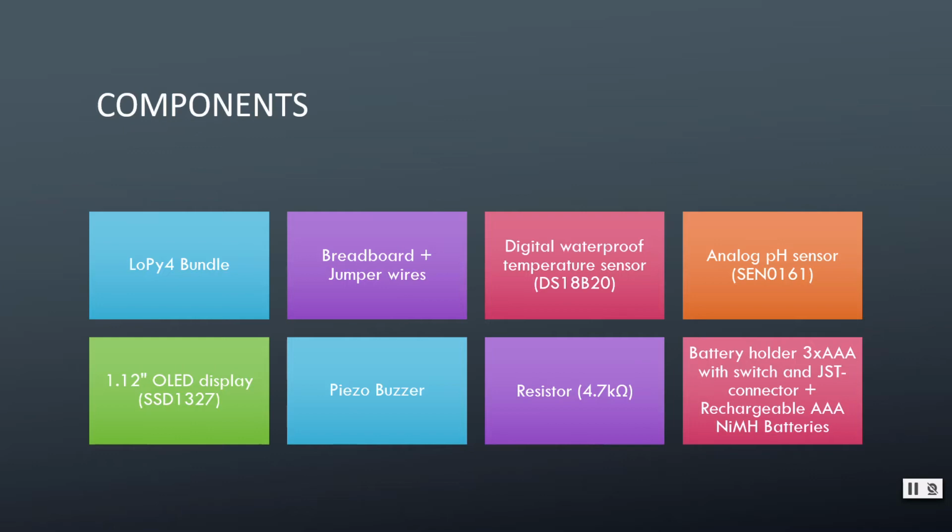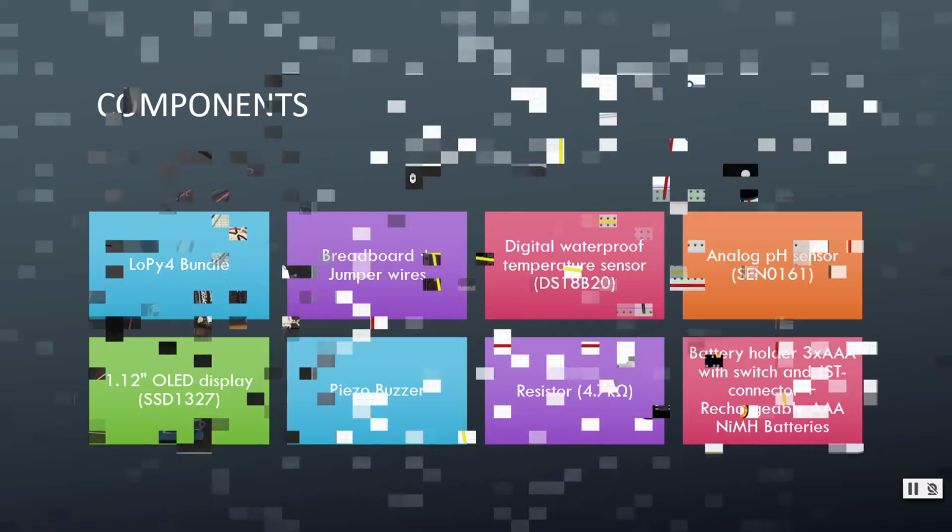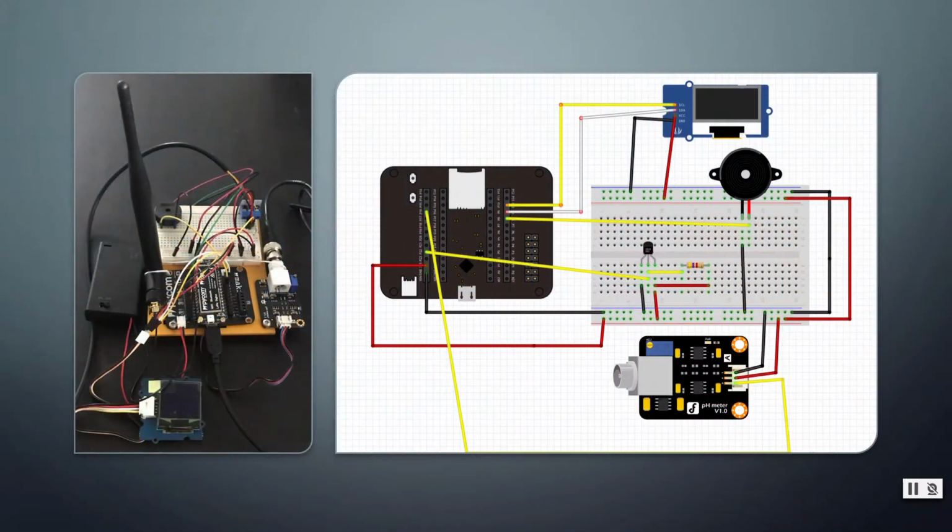And to power my project, I used a battery holder with an on and off switch and rechargeable batteries. And as you can see in this slide, we have the schematics and the actual electronic circuit that I built. And I've mounted all the components in a plastic base from my Arduino kit.